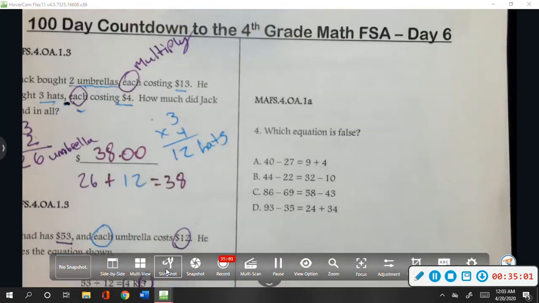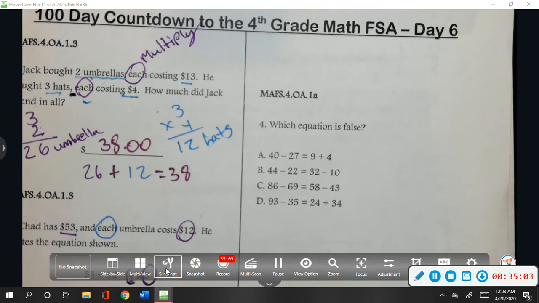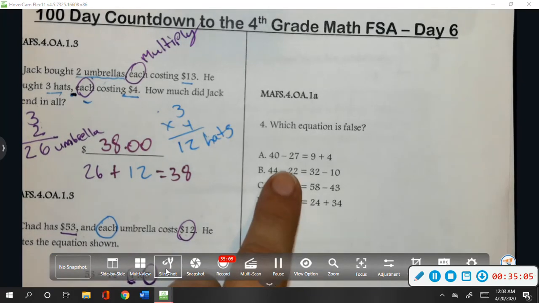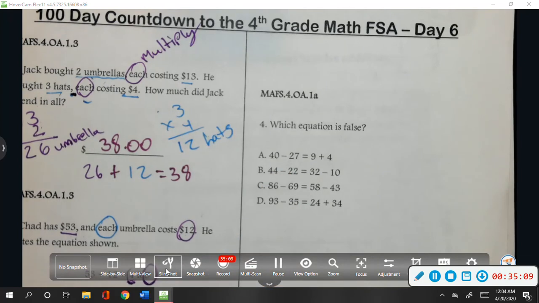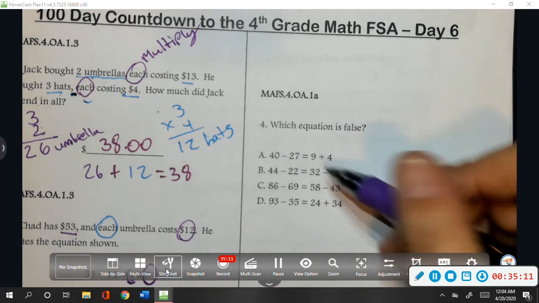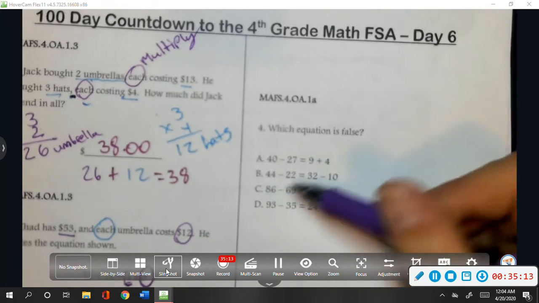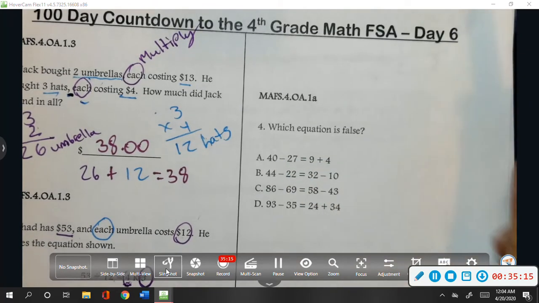Alright. Number 4 is just asking us to go through and decide which equation is true and which equations are false. You could go through and solve them, like 40 minus 27.